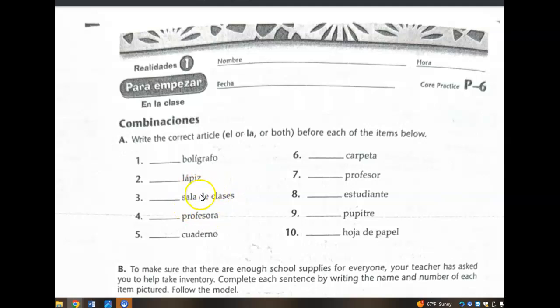Sala de clases has multiple words, just like hoja de papel does too. Disregard any word that comes after de that's serving as an adjective. We don't choose articles based on adjectives. We choose articles based upon the noun that comes before them, rather than after them. Sala is feminine singular. We know it's feminine singular because it ends in a, la sala.